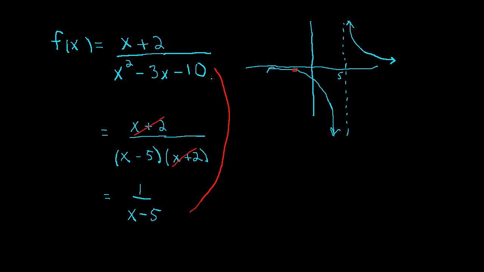Remember that we want to talk about the continuity of the original function, not of this one. This just helps me see that at -2, I'm going to have a hole. It's been removed. That's my removable discontinuity. And at 5, I'm going to get that vertical asymptote, and that's going to be my non-removable discontinuity. So how do we write this?